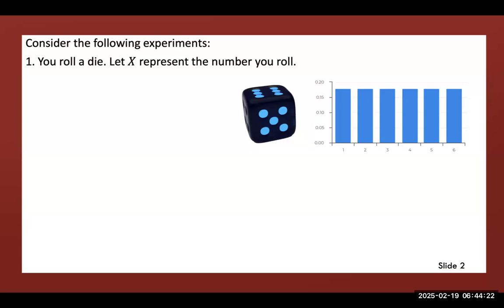And so if we make a bar graph that shows all of the possible values for X, the range, along with the probabilities, since they all have the same probability, the bars are all the same height. And we call this the uniform distribution.